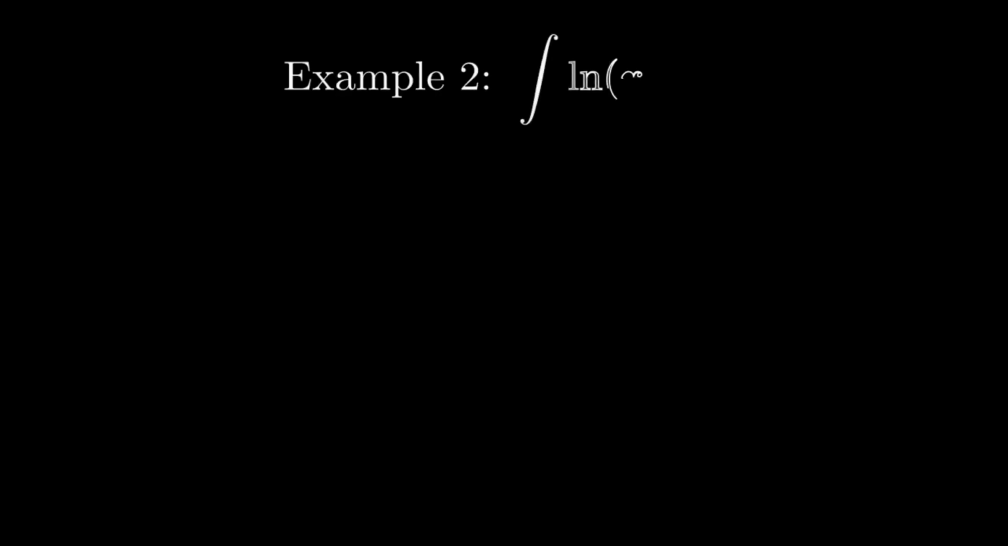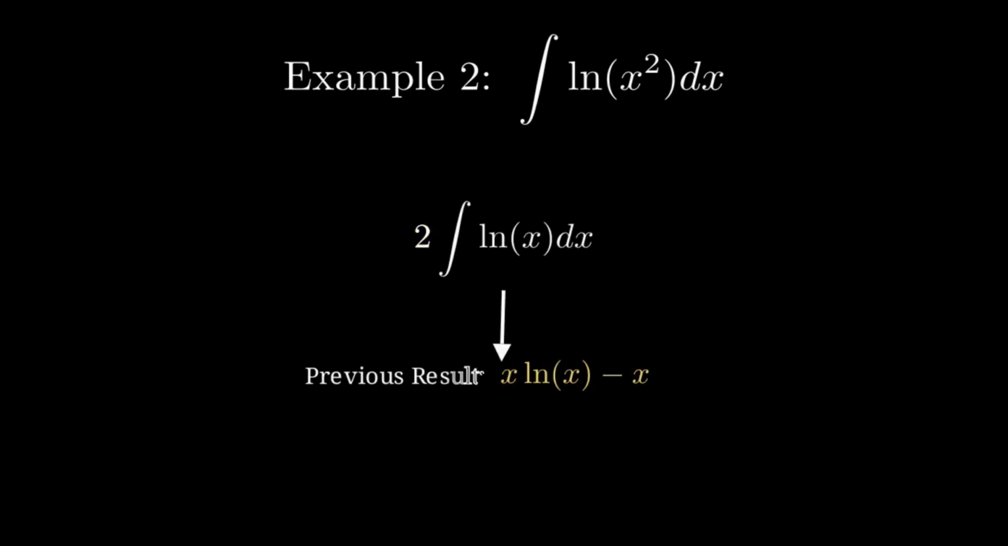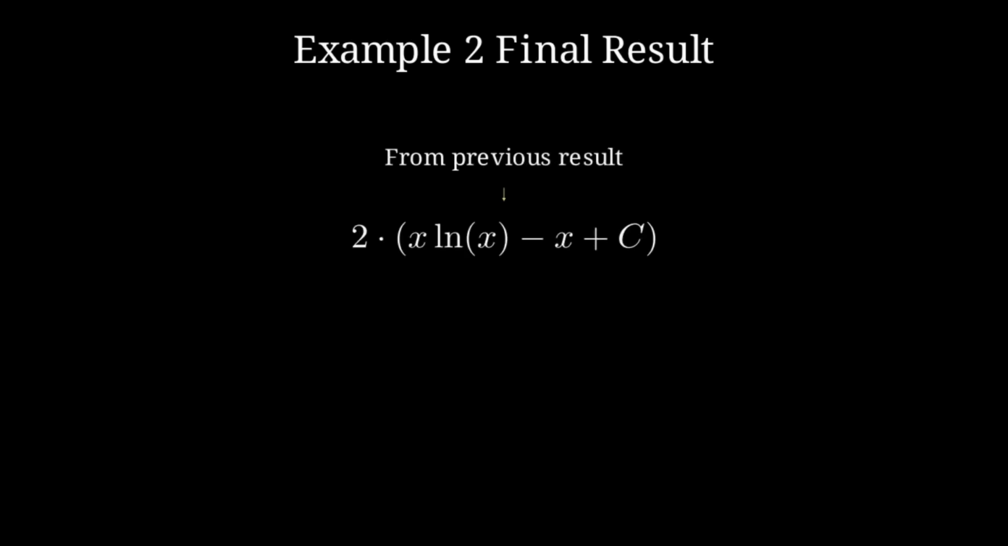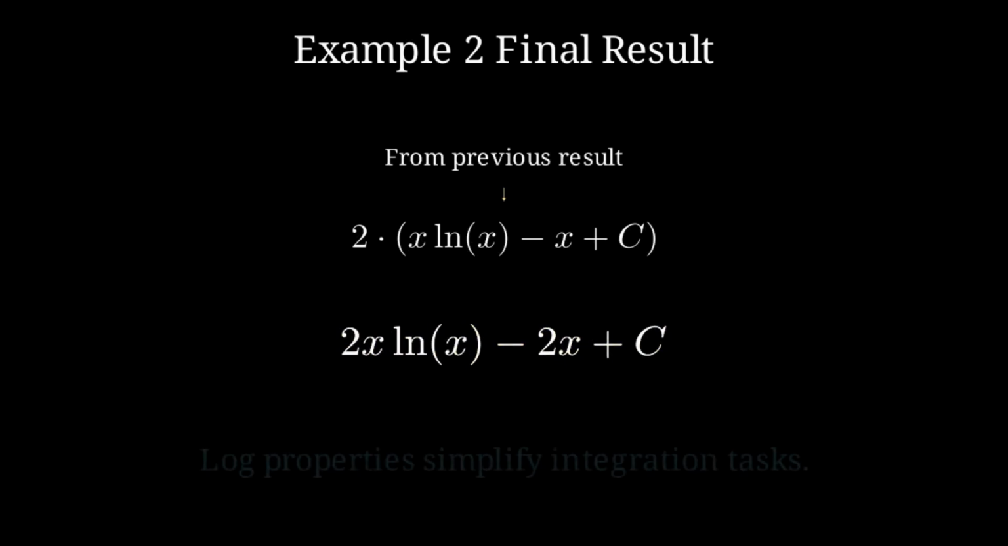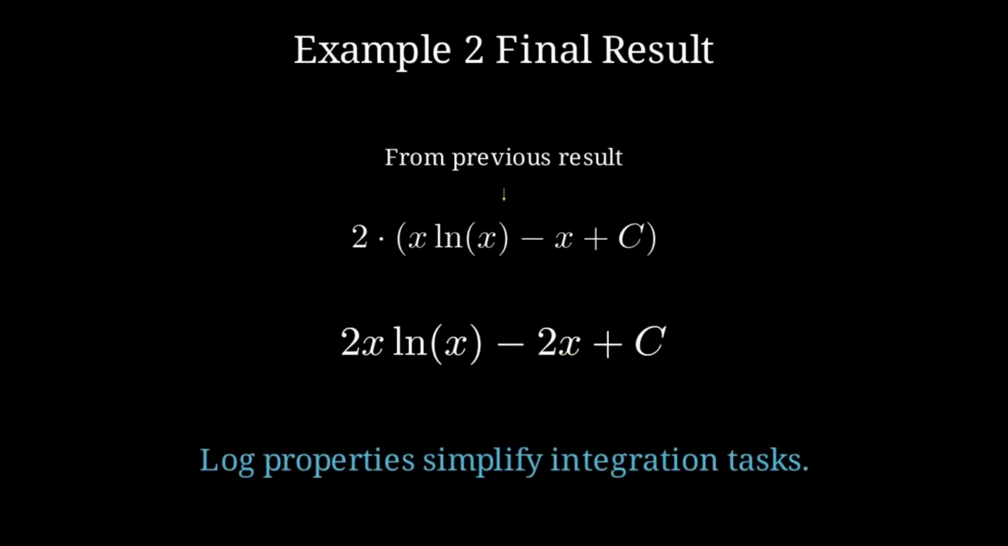What if the argument is more complex, like ln of x squared? We can use logarithm properties to move the exponent to the front, turning it into 2 times the integral of ln x, which we already solved. By distributing the 2, we quickly find the integral without having to perform integration by parts from scratch. Always look for ways to simplify the integrand using log properties before starting your calculus.